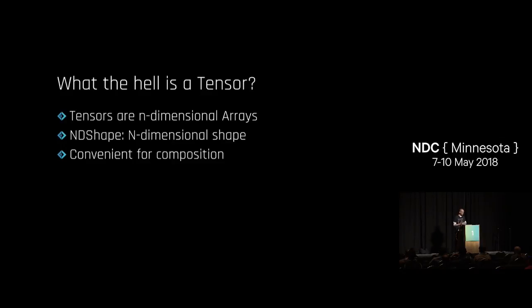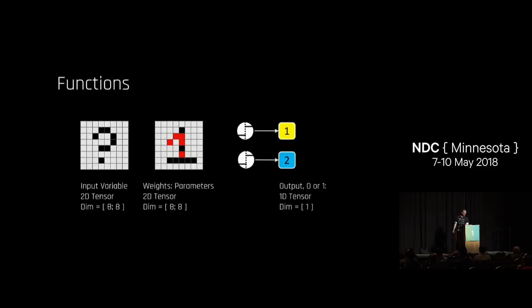The other thing which is useful about it is that it makes composition very easy, because if your functions all take a tensor as an input and output a tensor, then you can start to plug things together very easily. This is why tensors are at the core of the library.